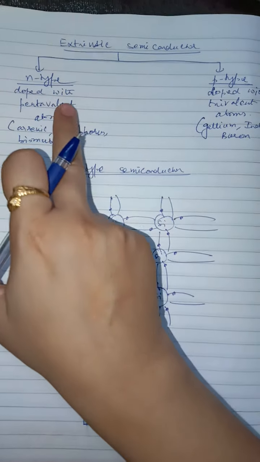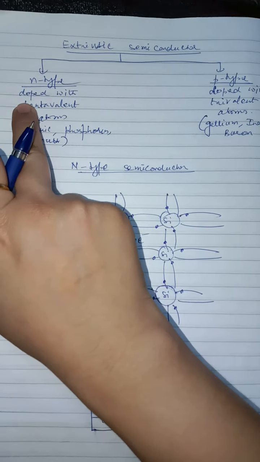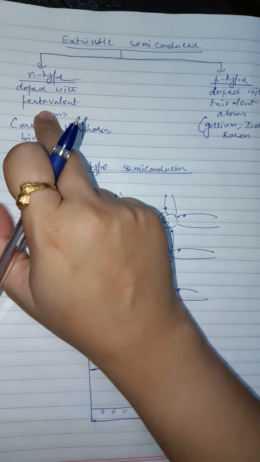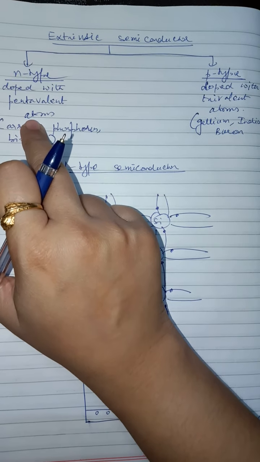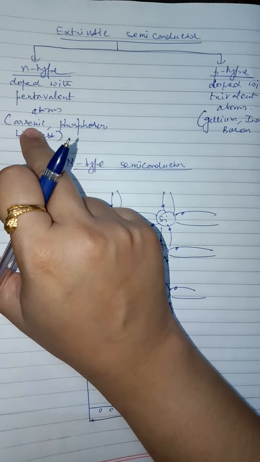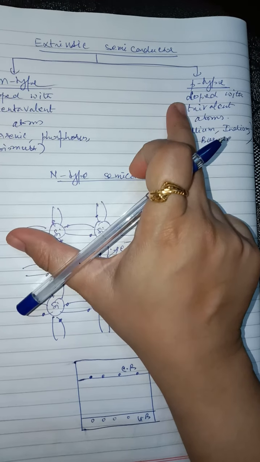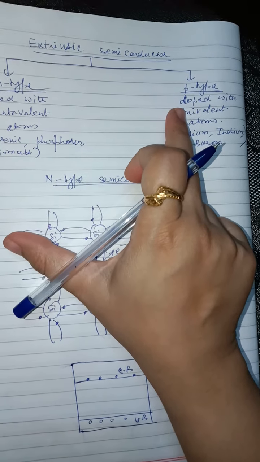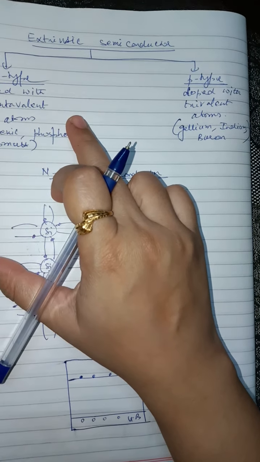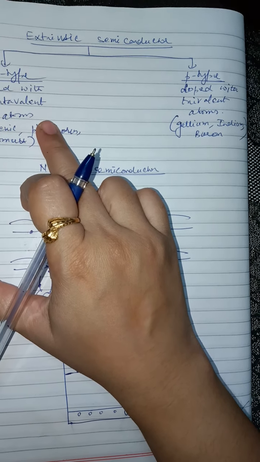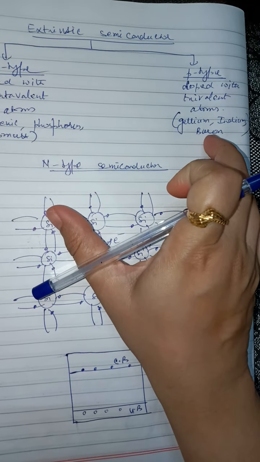Now this extrinsic semiconductor is of two types, N type and P type. In N type, the atoms which are doped are pentavalent atoms. That means they have 5 electrons in their outermost shells, or 5 valence electrons. Examples are arsenic, phosphorus, bismuth. And the P type is where the dopant atoms are trivalent atoms. That means they have 3 electrons in their valence shell. The examples of these trivalent atoms are gallium, indium, boron.